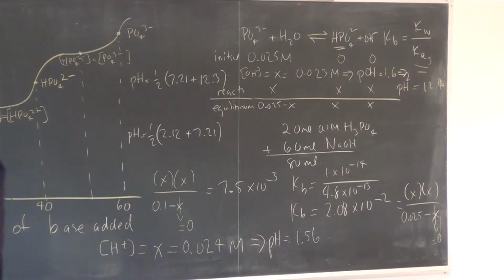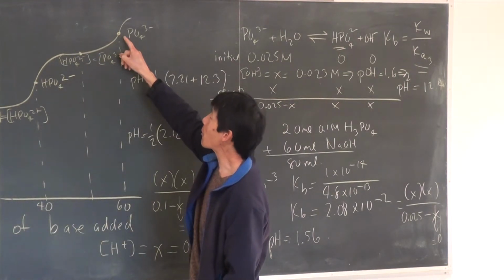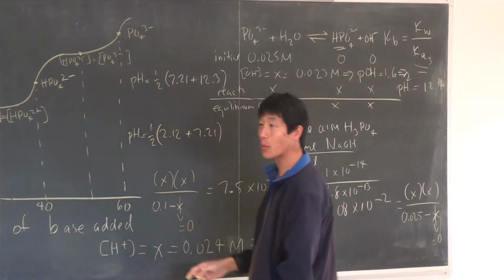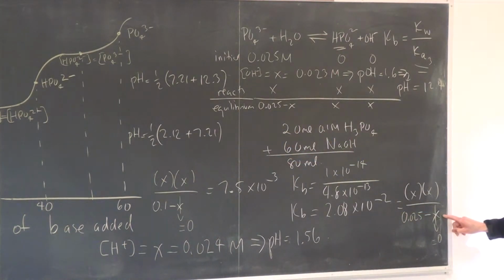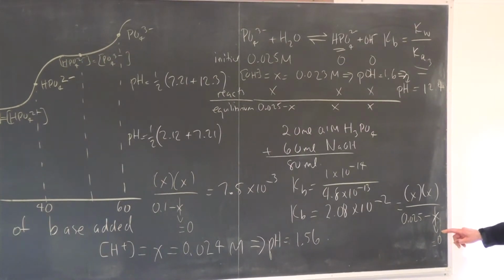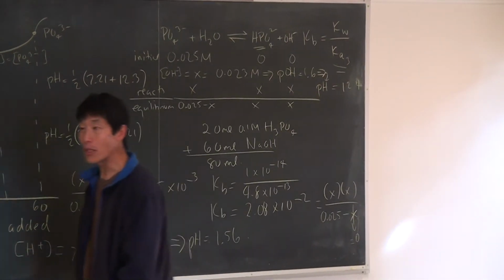So note that according to our calculations, at the halfway point and the third endpoint, they're very close together. And the reason for that is because we probably shouldn't have made that simplifying assumption here. So it's probably a little bit off. That's okay. It's close enough for what we need to do.